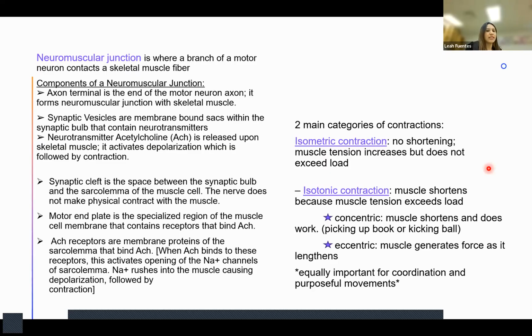The axon terminal is the end of the motor neuron axon. It forms the neuromuscular junction with skeletal muscle. The synaptic vesicles are membrane-bound sacs within the synaptic bulb. These contain the neurotransmitters. The neurotransmitter acetylcholine, or ACH, is released upon skeletal muscle, and it activates depolarization, which is then followed by contraction.